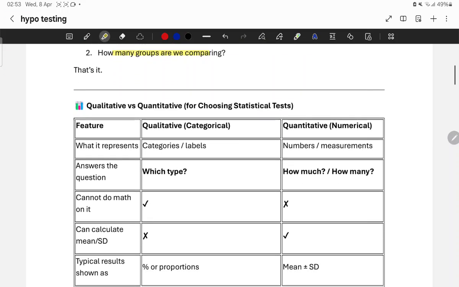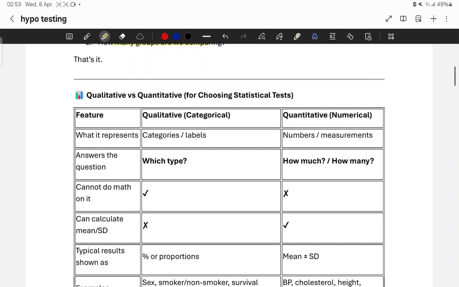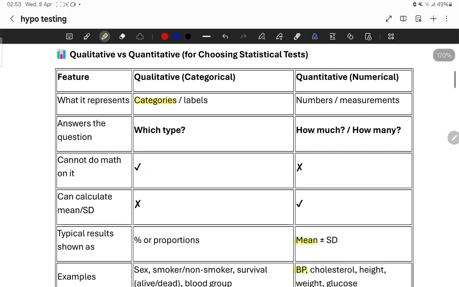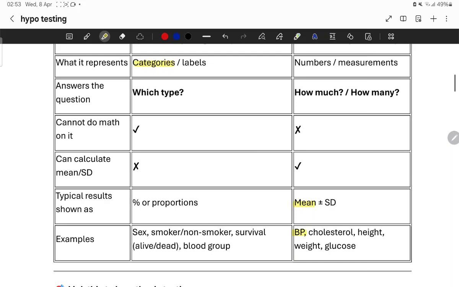What are the types of data? There are two types of data, qualitative and quantitative. A quantitative data is a numerical data that can be either continuous or discrete. For example, blood pressure, cholesterol, height, weight, glucose. All these are numerical data that are usually expressed in mean plus or minus standard deviation. Meanwhile, qualitative data are categorical data that places subjects into groups. For example, sex, male or female, smoker or non-smoker, alive or dead, lung cancer, yes or no, blood group A, B, and O. We often express categorical data as percentages or proportions, but they still represent categories, not measurements.